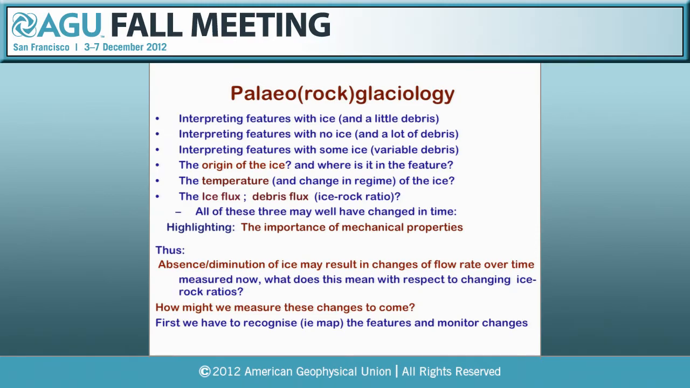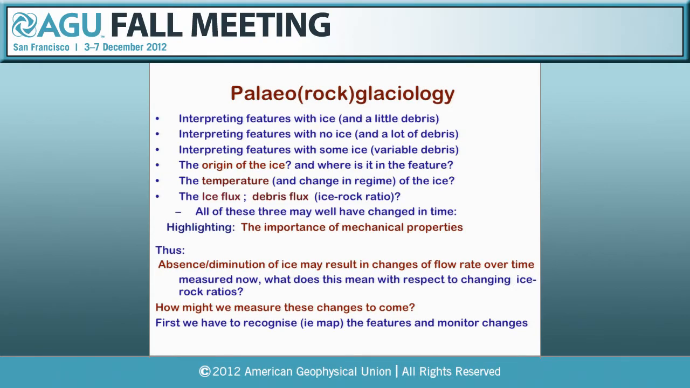And the problem is interpreting how much ice, how much debris, and how those mixtures actually come to be. Not just the origin of the ice, but I'll come back onto that. But also bearing in mind that temperatures have changed as well. And, of course, when we get down to the pressure melting point, that changes all sorts of other things. So essentially we're looking at the ice flux and the debris flux, the ice-rock ratio, in particular circumstances that I've just shown you from those topographic situations. And the problem, of course, is that these things have changed in time.